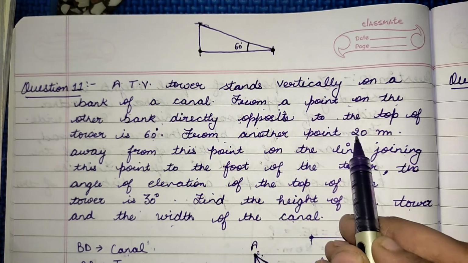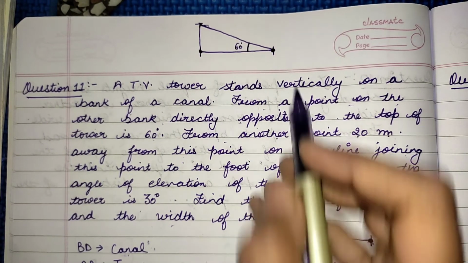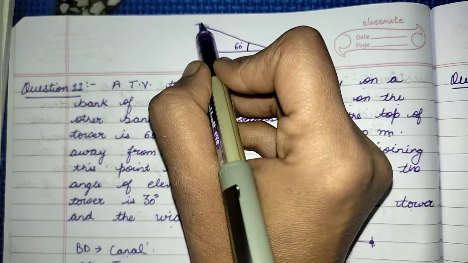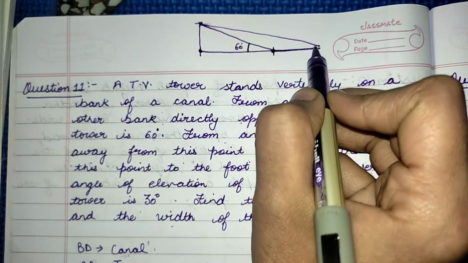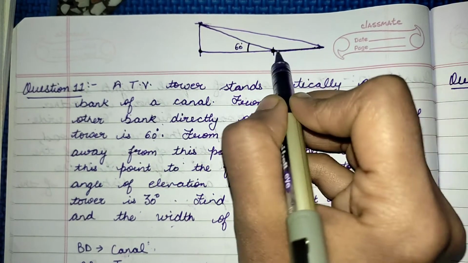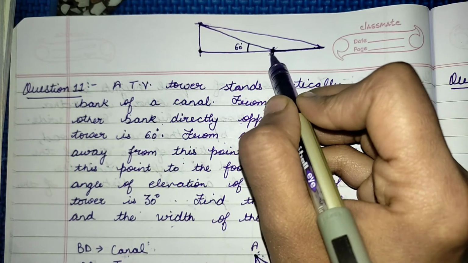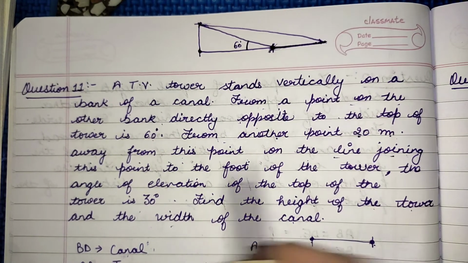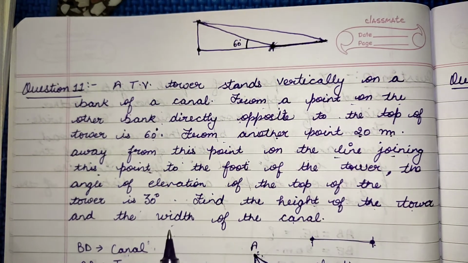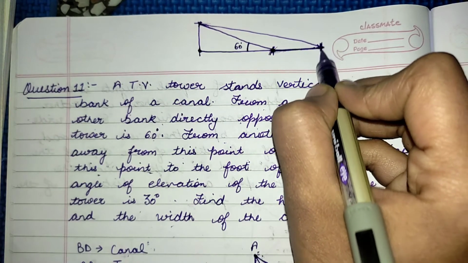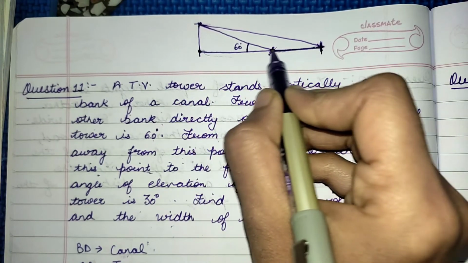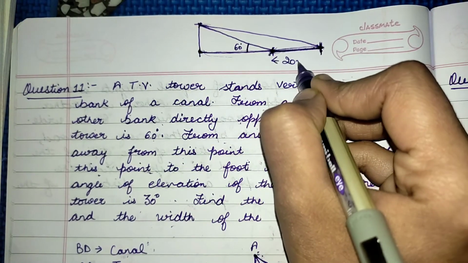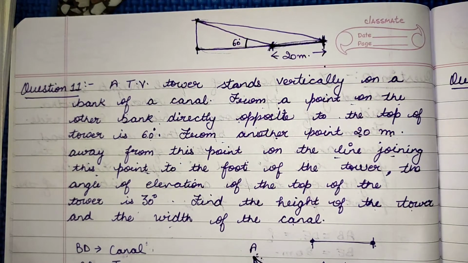From another point 20 meters away from this point, so there is another point which is 20 meters away from this point. Remember this thing, that the point is given to you away from this point. Next, this point is on the line joining this point to the foot of the tower. So this distance is given to us equal to 20 meters.